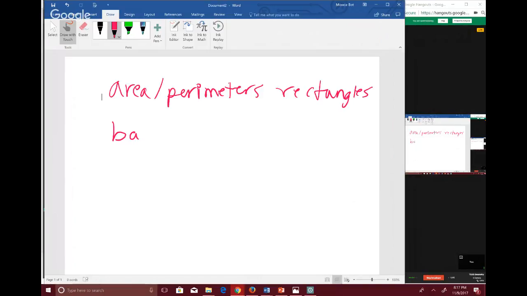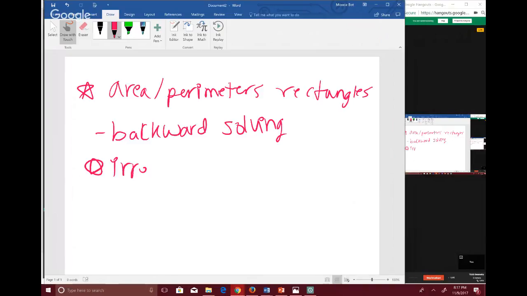And then what I like to call backward solving. Every area of math has some type of backward solving idea to it. This particular one, the backward solving, will be areas or perimeters of rectangles. The next area we will explore will be irregular rectangles. Irregular rectangles aren't exactly rectangles and they aren't exactly anything else. So an irregular rectangle will be a little bit trickier to solve because we'll have a couple of extra steps.